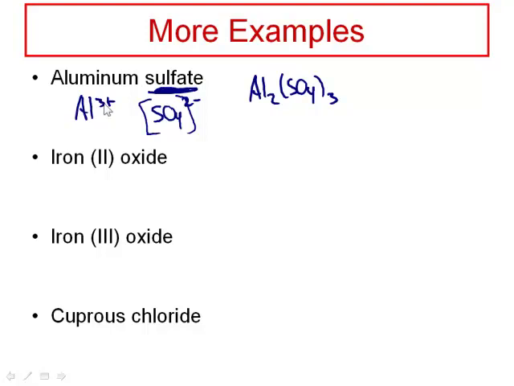Now again, if you want to try the shortcut, here we go. We can do the flippy thing, okay? Here the charge on the aluminum goes down here and becomes a subscript of the sulfate. The charge of the sulfate goes down here and becomes the subscript on the aluminum. And here we go. Aluminum sulfate is the answer.